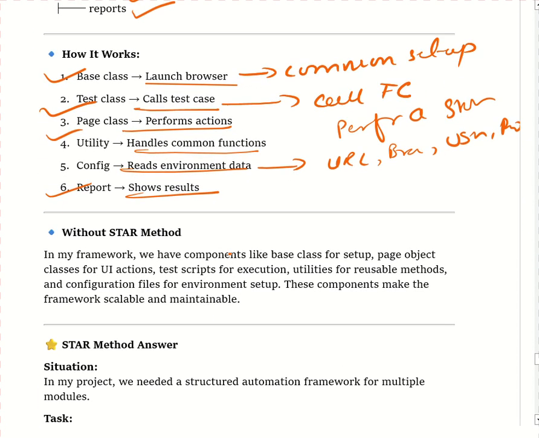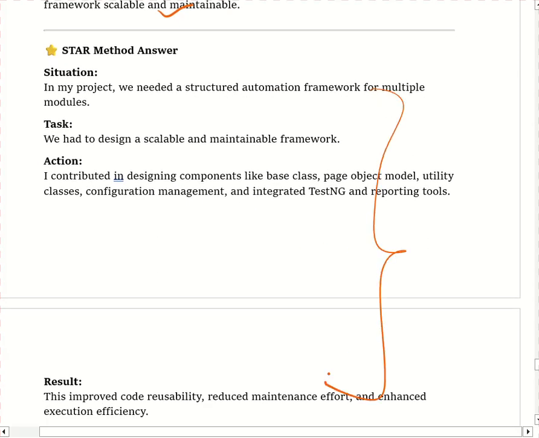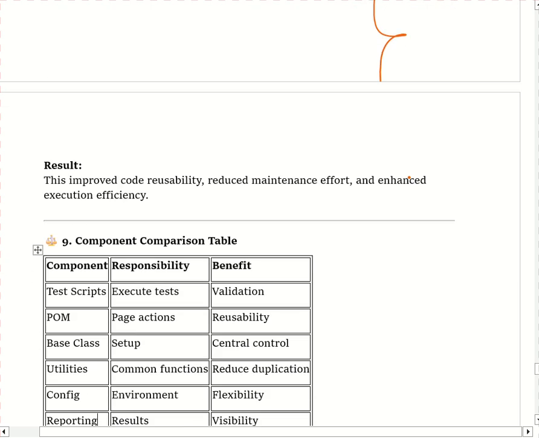So without STAR method, you should answer like: in my framework we have components like base class for the setup, page object class for the UI action, test script for the test execution, utility for the reusable methods, and the configuration file for the environmental setup, and these components make the framework scalable and maintainable. These are the STAR method answers, as you can see on the screen.